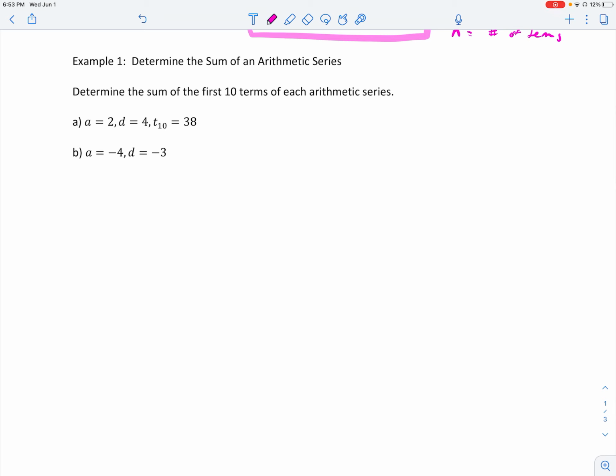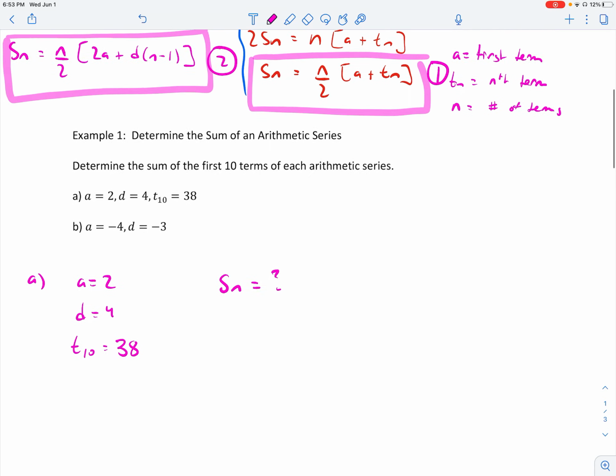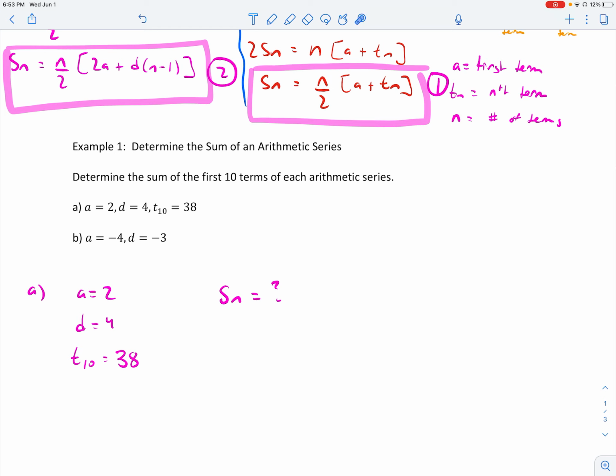So it says, determine the sum of arithmetic series. Determine the sum of the first 10 terms of each arithmetic series. So let's start with part A. So we're told A equals 2, D equals 4, and there's 10 terms, and the last term is 38. So we're looking for the sum. Okay, I can then look at my equations, and I have A, D, and the 10th term. So this is my last term. So I know I could just use this formula here.